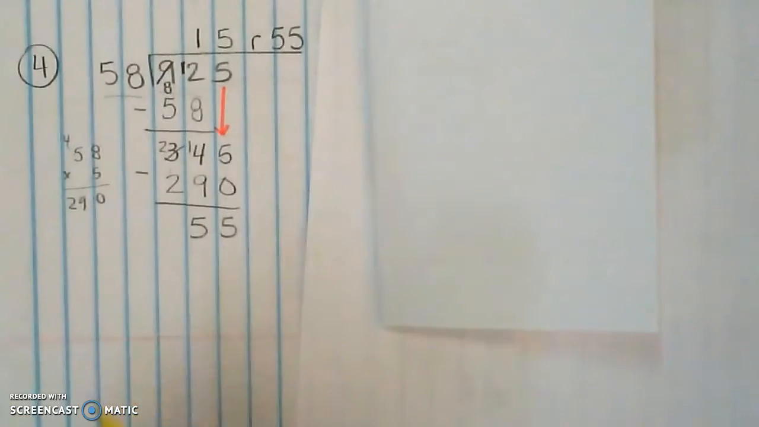And if you wanted to check that, you could take 15 times 58 and add to that number 55. And when you do that, you'll get 925, which is where we started. And you could do that step with a calculator.